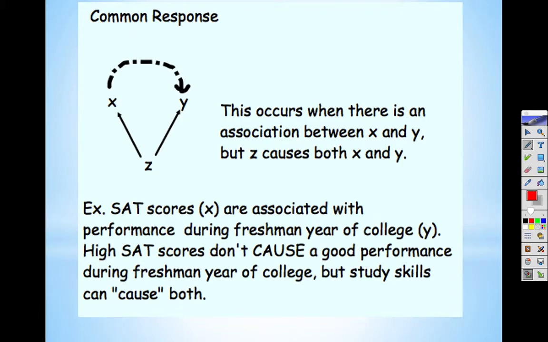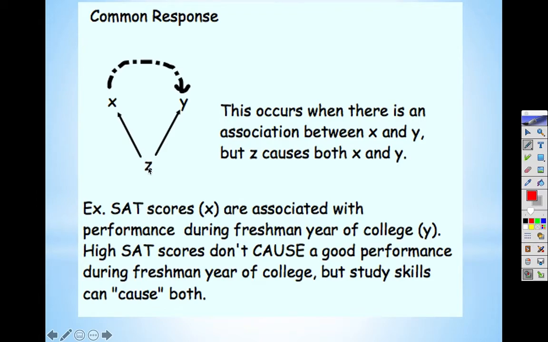Another common response, ready? I'll give you one that I always use every year and people understand it. There is a high correlation between drowning and ice cream. Meaning if I say how many people ate ice cream on a day and how many people drowned on a day, they both go up and down together. But does eating ice cream cause you to drown? No, it doesn't. They are both a common response to more people at the beach, or hotter weather.